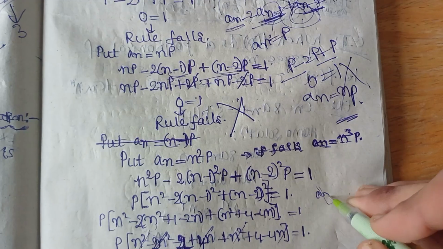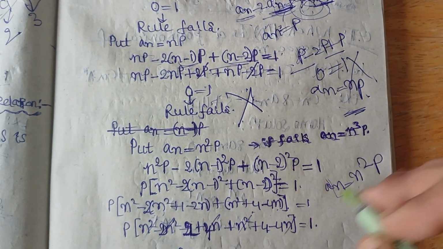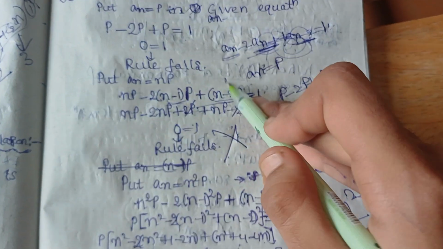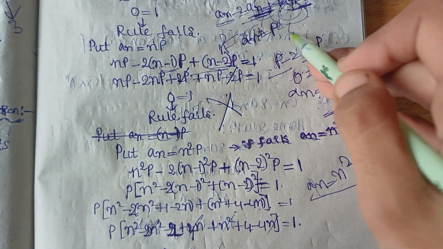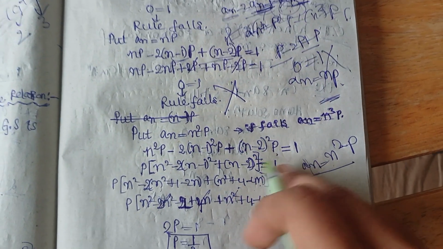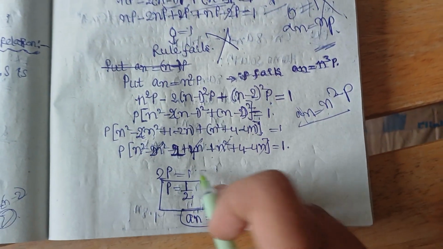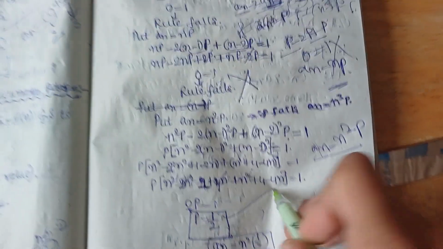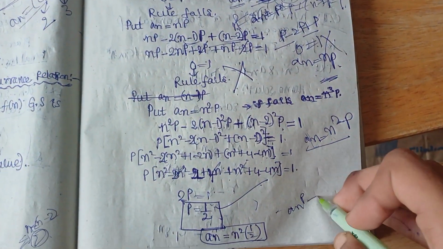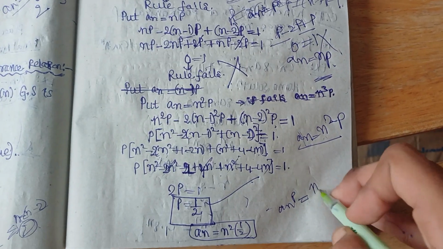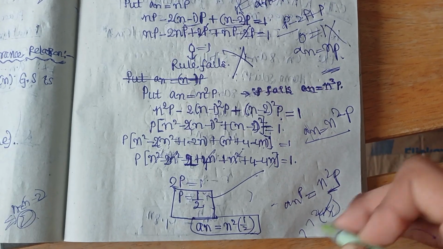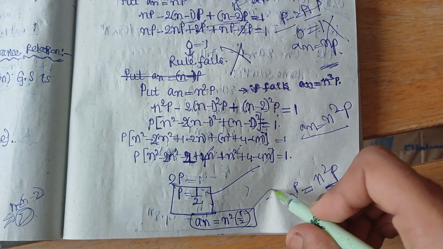Now you have to take again an is equal to n square p. Now on substituting this, that is n square minus 2 times n minus 1 whole square p plus n minus 2 whole square times p. On substituting in that way, you will get the value p as 1 by 2. Now your general an power p is nothing but n square p, right? So what is the value of p? We know that the value of p is equal to 1 by 2. So now your an power p is nothing but n square into 1 by 2.